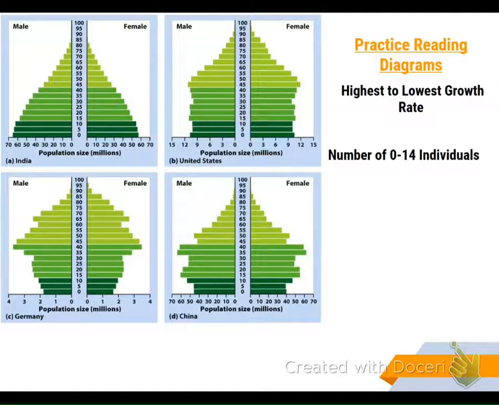The other thing that you may need to do is be able to tell the difference between the number of individuals. For example, in Germany, in the 0 to 4, there's approximately 1.8 million boys and about 1.6 million girls. And there's oftentimes differences between that, depending on the country. So the highest rate, again, we were correct, it's India, United States, followed by China, and then Germany.